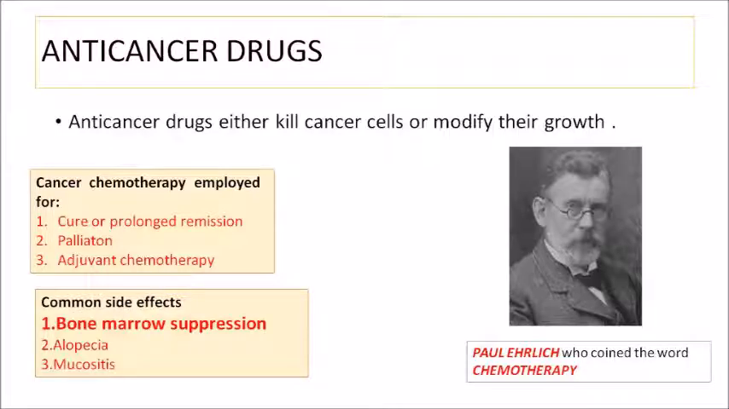It is bone marrow suppression, alopecia, and mucositis. Bone marrow suppression is the major side effect. Alopecia, as we all have heard, chemotherapy causes loss of hair, and mucositis is also very common.